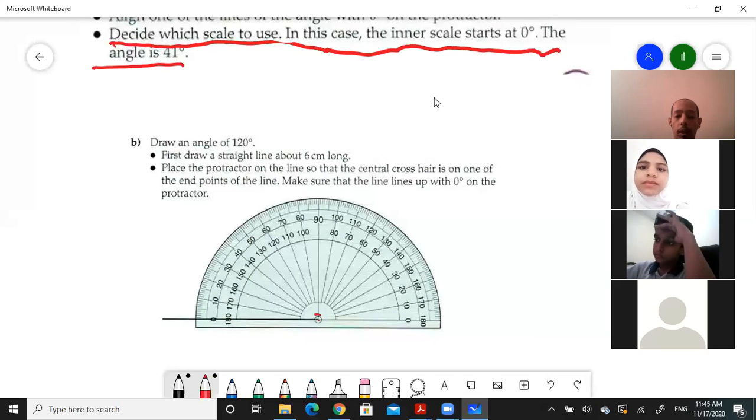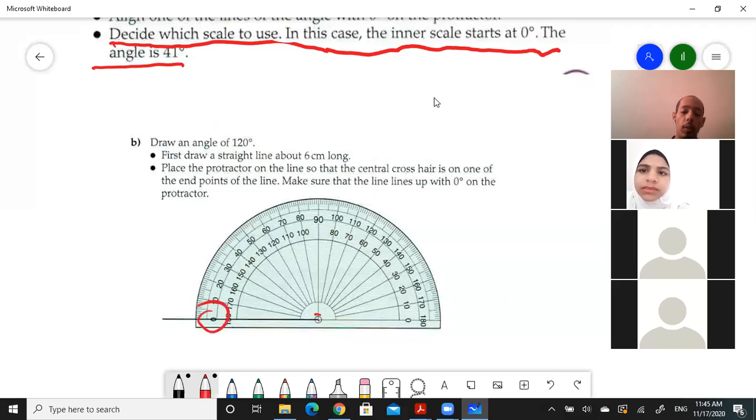The third step is to see what degree you want to draw. You want to draw an angle of 120 degrees. Where is 120 degrees? We're not taking the inner scale. We are taking the outer scale, because the 0 is for the outer scale. So where is 120 on the outer scale? It is here.